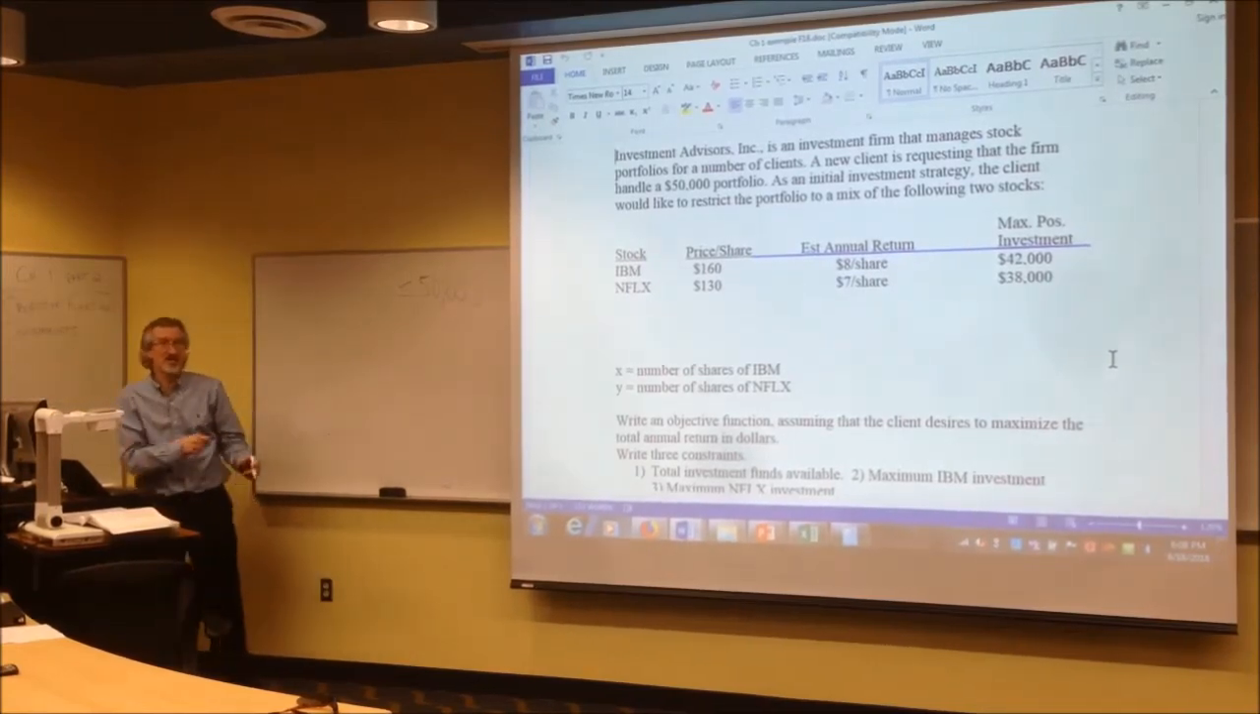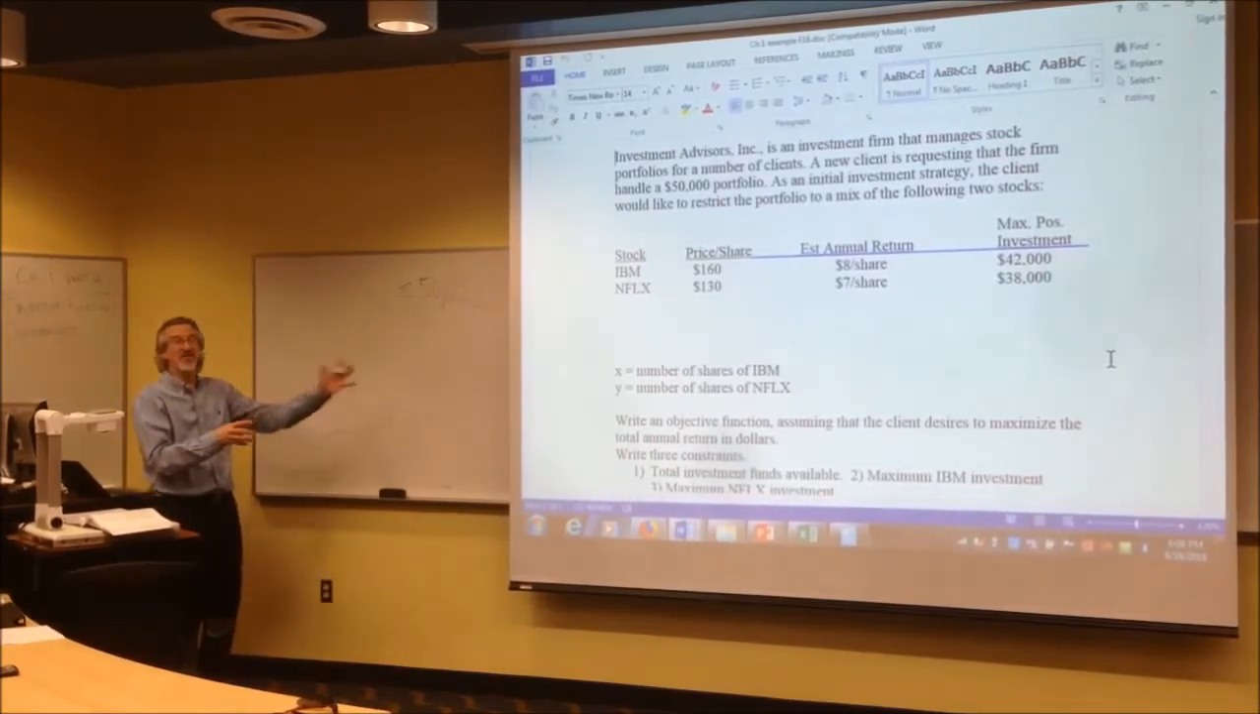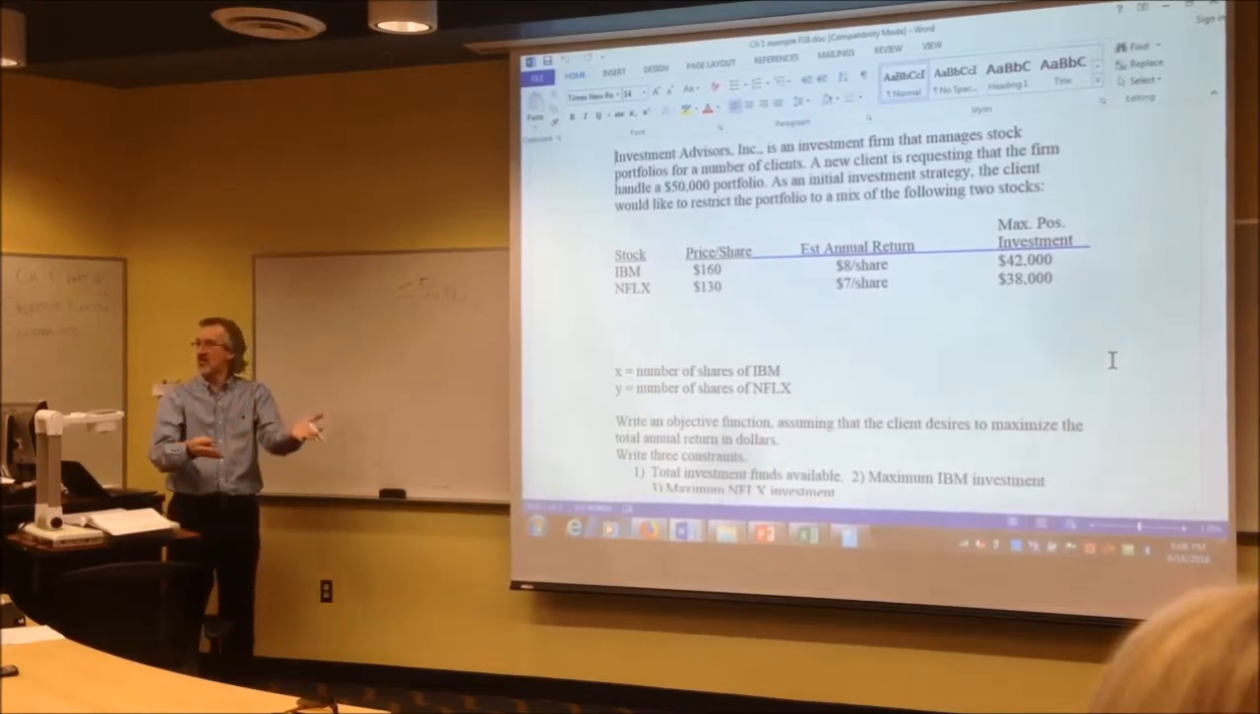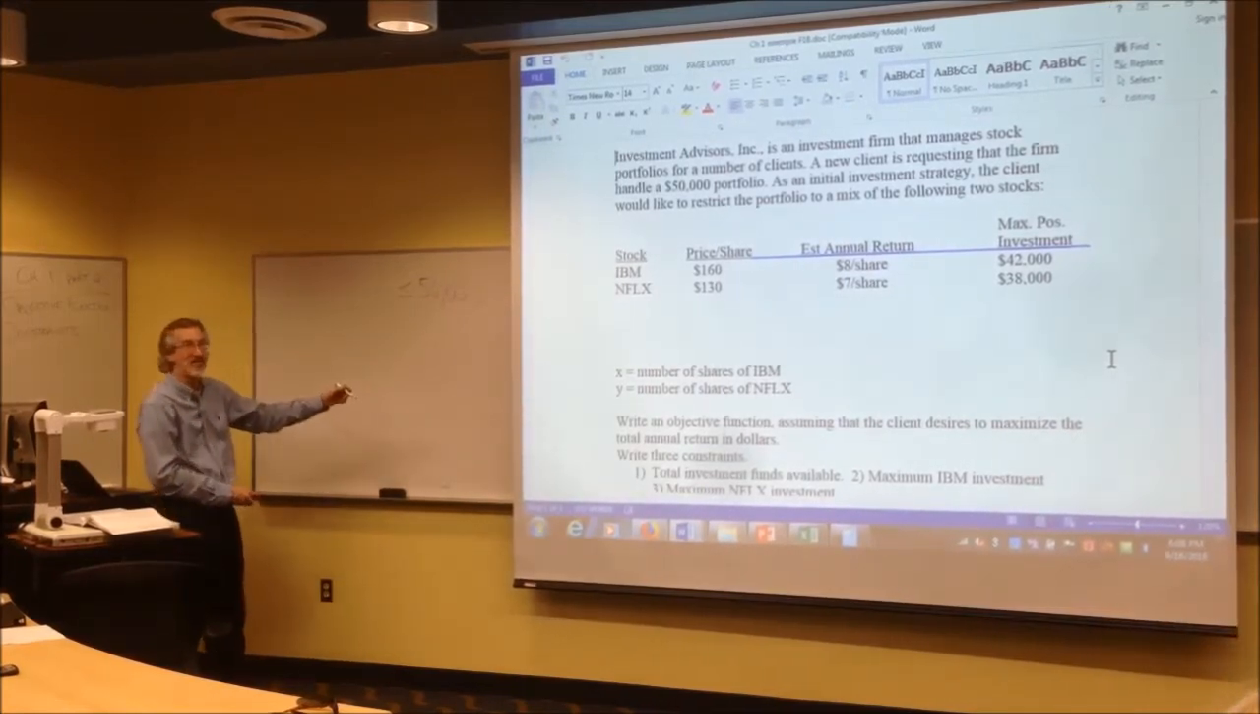Of course, we'll try to spend as much of the 50,000 as we can. And for the sake of this, we will do point something shares, just so we don't just figure out how much will not be invested.